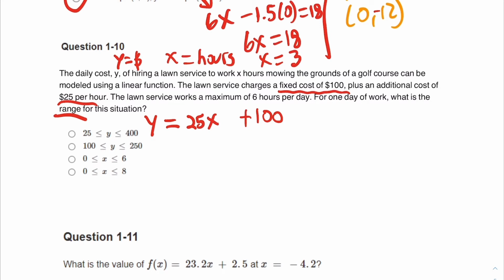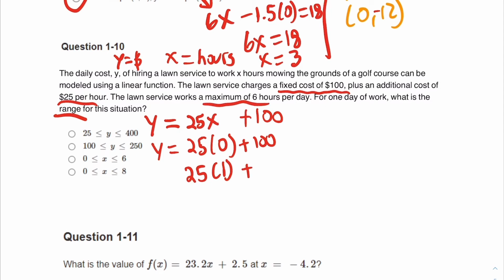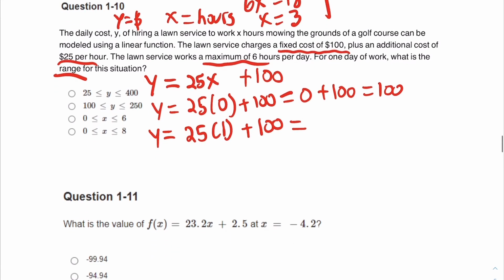If we're trying to solve for y, then why don't we plug in numbers that these workers could work? They could work 0 hours. They could work 1 hour. And it says they could work up to 6. So let's just solve for these first two, and then we'll see if we can pick between the answer choices. 25 times 0 is 0. And if you add 100, you get 100. 25 times 1 makes 25, plus 100 equals 125.